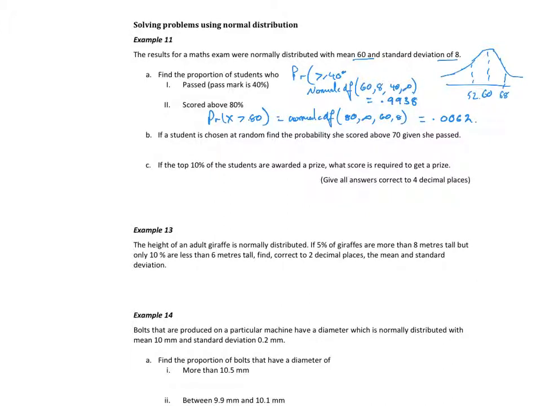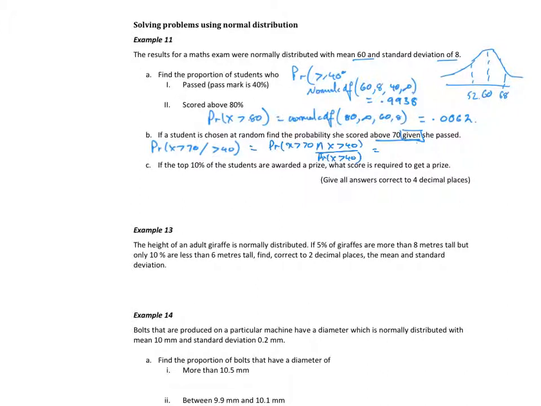Okay, so question 2, if a student is chosen at random, find the probability she scored above 70 given she passed. So we need the probability of a score greater than 70 given she was greater than 40, because the pass mark was 40. So using our conditional rule, that's the probability that X is greater than 70 and X is greater than 40, over the probability that X is greater than 40.